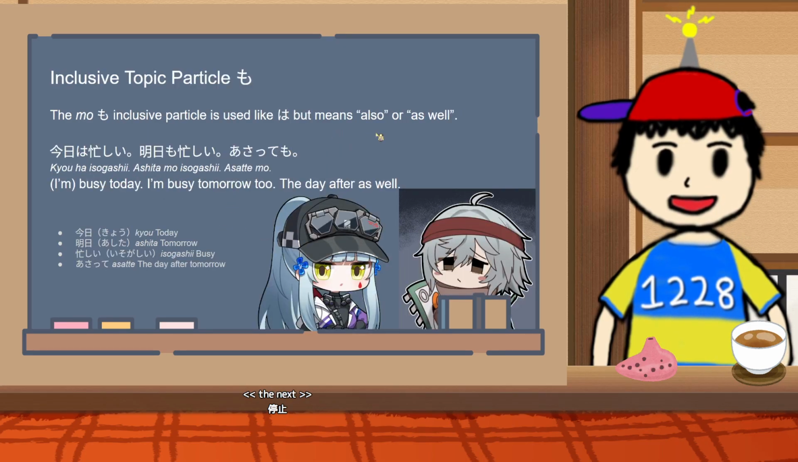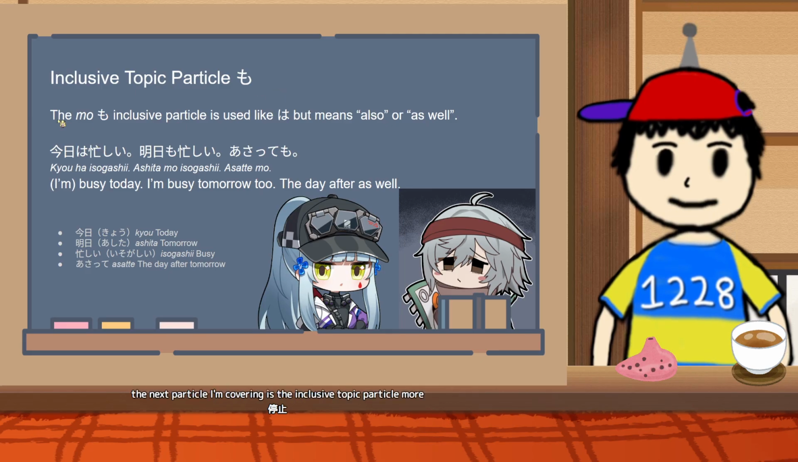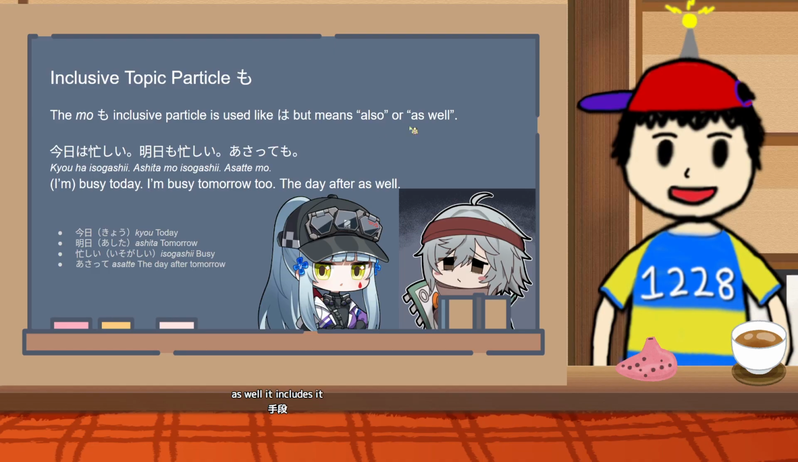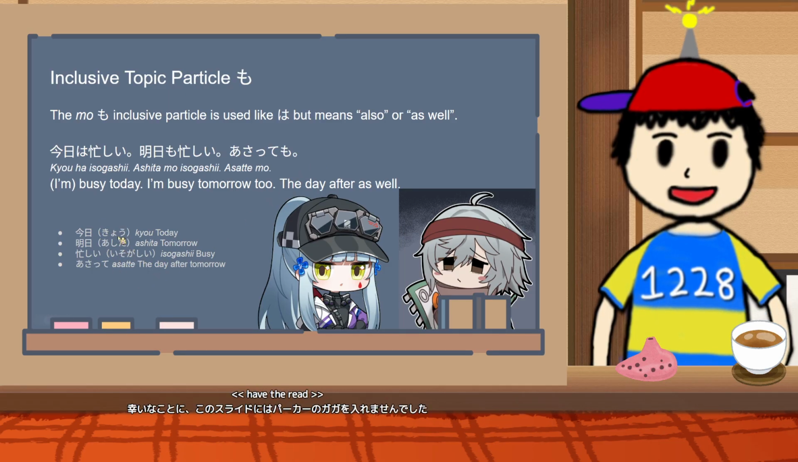The next particle I'm covering is the inclusive topic particle, mo. So, mo is used like wa, but instead of wa denoting the new topic for conversation, mo means also or as well. It includes it as the subject, as it includes it as well. Pun intended. For example, I did not put furigana in this slide. Whoops. Fortunately, I have the readings below.